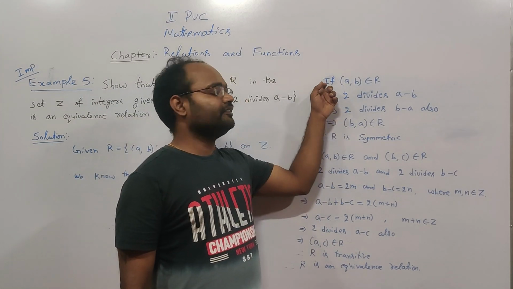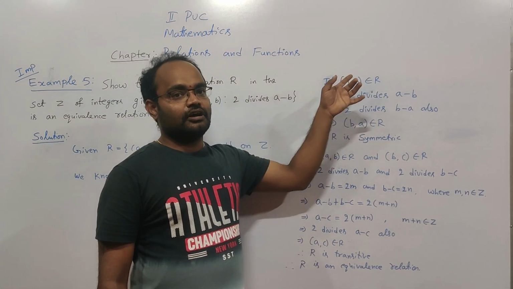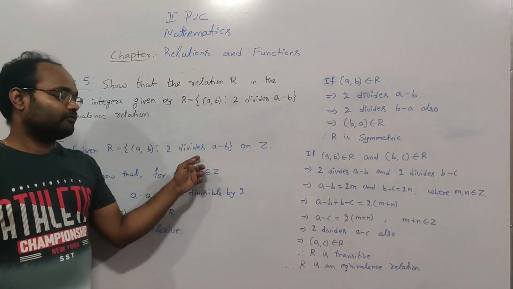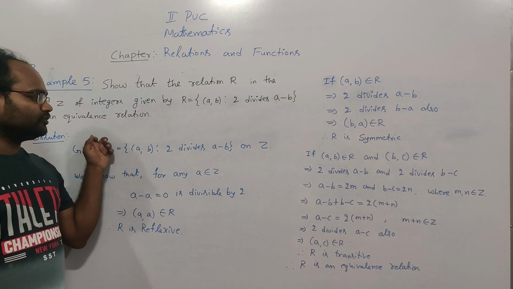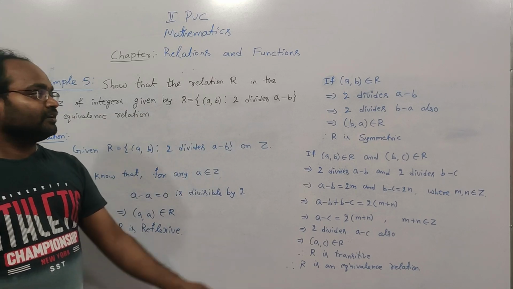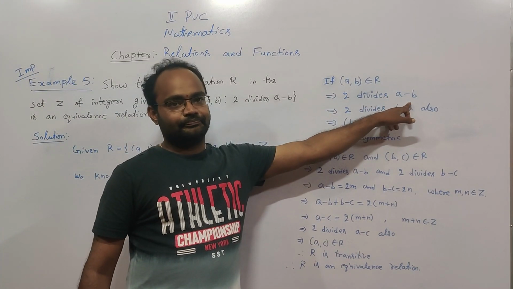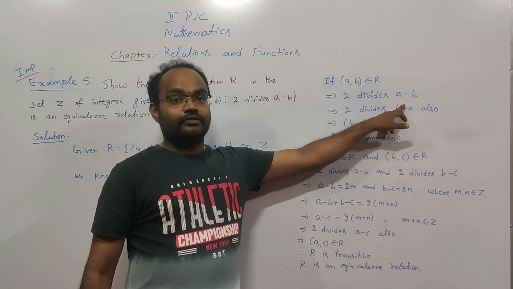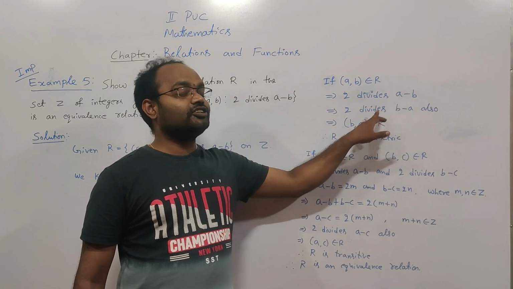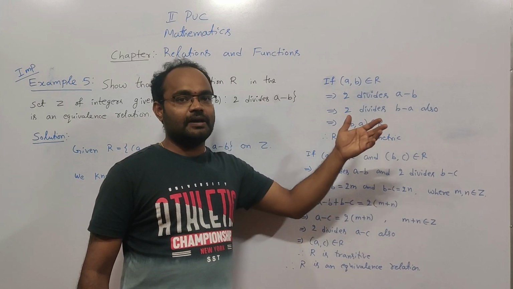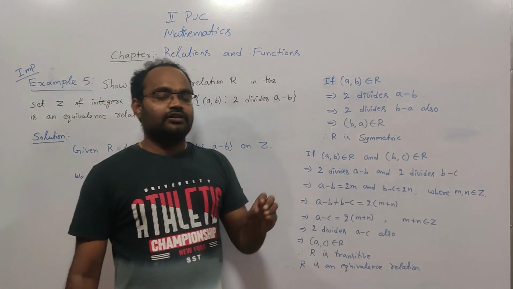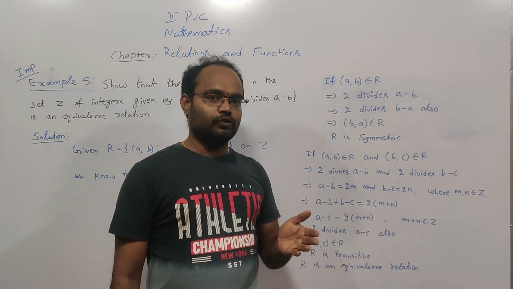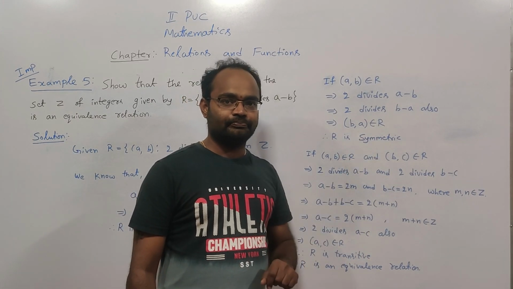So let us consider, if (a, b) belongs to R, according to the given relation, what we should have? If (a, b) belongs to relation, 2 divides a minus b. If 2 divides a minus b, we know that 2 divides b minus a also. For example, if you want to take 6 minus 2, 4. 4 is divisible by 2.